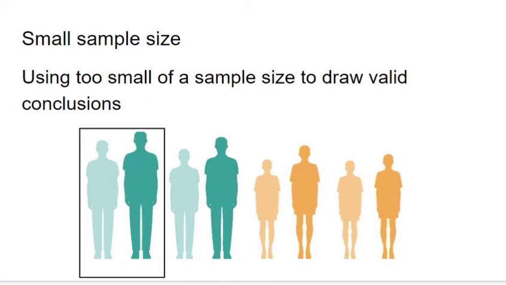Another issue is small sample size. This is hugely important because if you don't have a big enough sample, you can't be sure that the conclusions you're drawing are representative of real truths or whether they're just random chance.